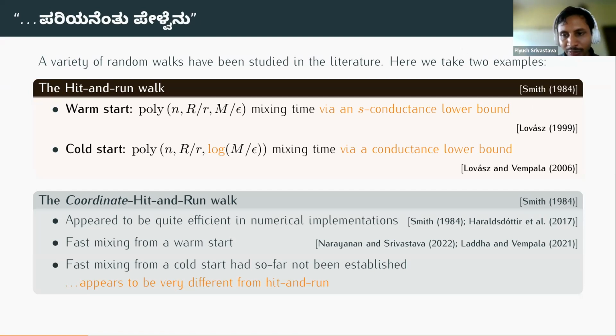So two papers appeared on the arXiv around the same time, within 2 days of each other, with different proofs of fast mixing from a warm start. One was by Santosh Vempala and Aditi Laddha, and the other one was by me and Hari. And the cold start question still remained open. So we had a mixing time bound of this kind. So my pointer is visible.